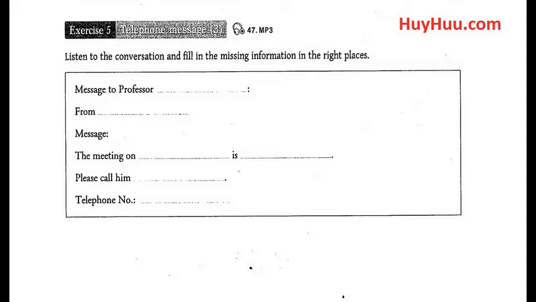Friday meeting is cancelled. Yes. Please ask him to call me this afternoon. It's very important. All right. And your number, please? 545-3250. 545-3250. That's it. Okay, I'll ask him to call you this afternoon, Mr. Gray. Thank you. Goodbye. Goodbye.